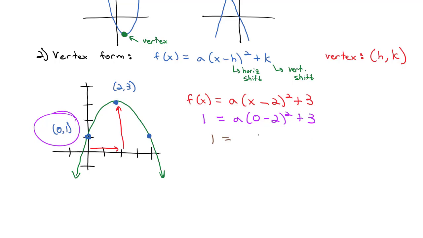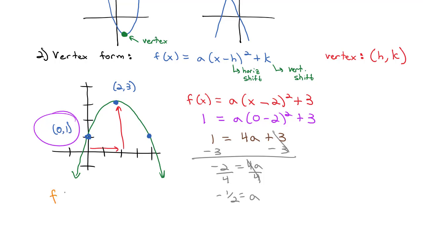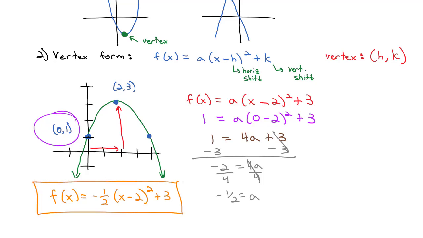First off, we'll do the 0 minus 2 is negative 2, and negative 2 squared is 4. So we have 1 equals 4a plus the 3, and that's going to give us a simple equation we can quickly solve by subtracting 3 from both sides, giving us negative 2 equals 4a, and dividing by 4. So we have a is equal to negative 1/2. Put that all together then, and our function for this quadratic is f of x equals a, which is negative 1/2, times x minus 2, the horizontal shift, squared, plus 3, the vertical shift, and we've got the function of our graph.